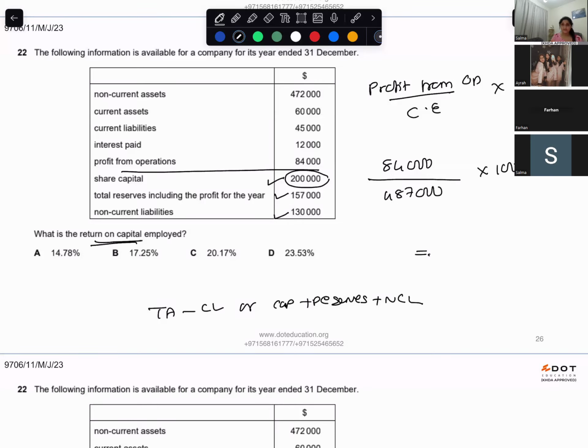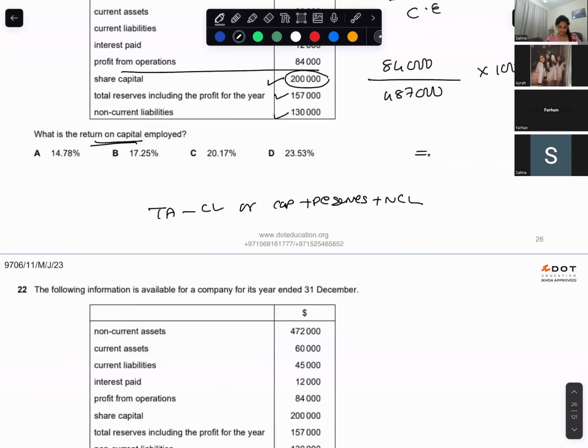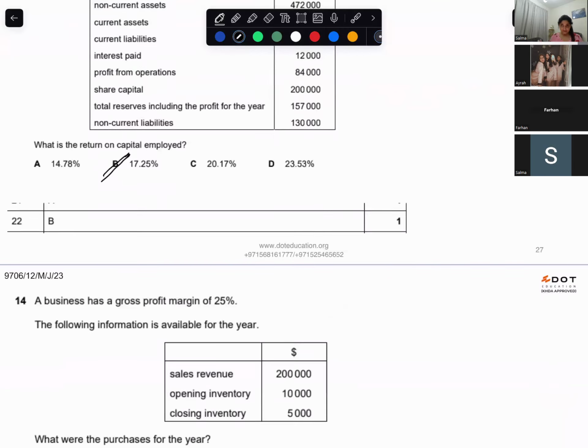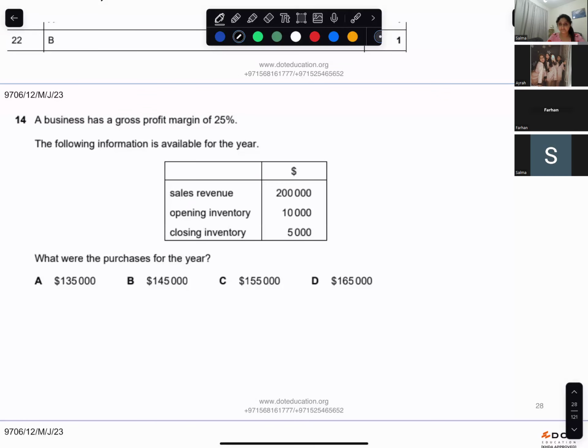Can you give me the formula for ROCE? Profit from operations divided by capital employed into 100. The answer is 17.25. Answer is option B. Can you go to the next one?